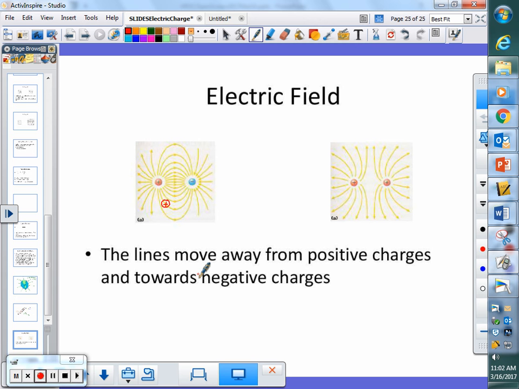And then finally, here's two protons. Notice, none of the arrows point towards either of them, because regardless of where we put a third proton, it wouldn't go towards any of them.